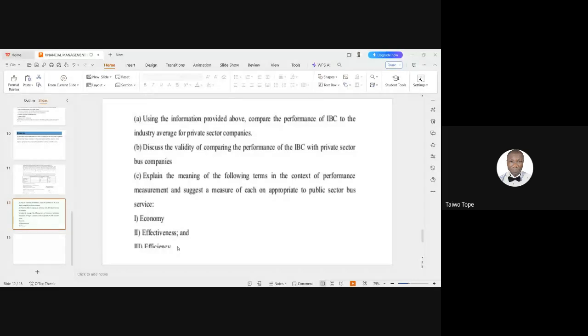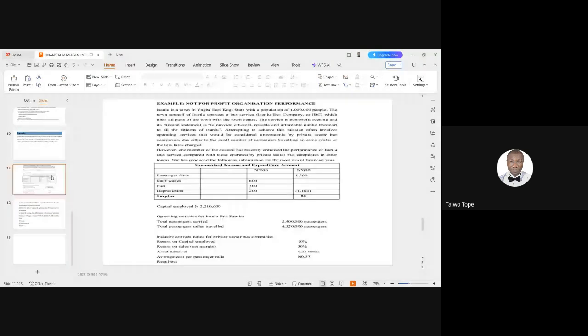a transport company, yes, this is Isanlu, I hail from Kogi State. So it's a population of 1 million people, and it's just a forecast anyway. I just put that value.